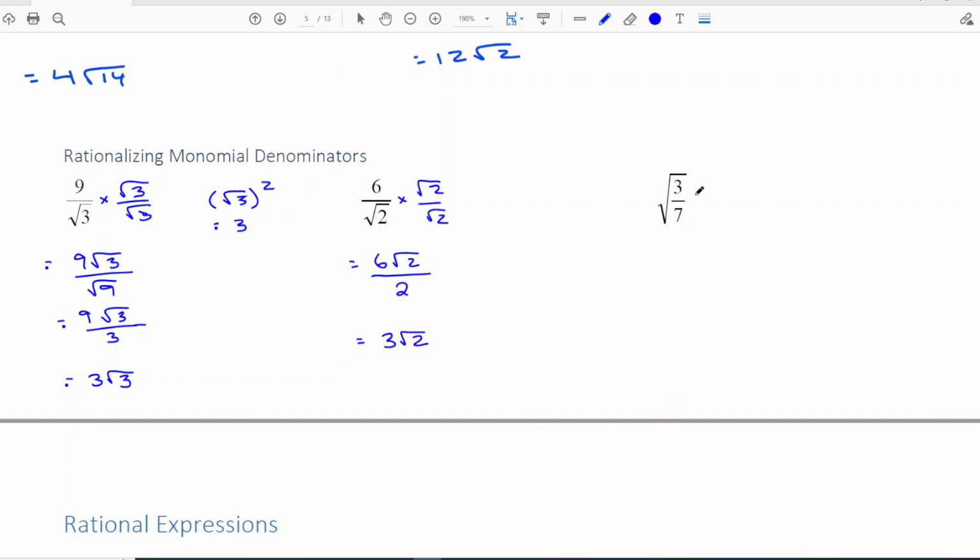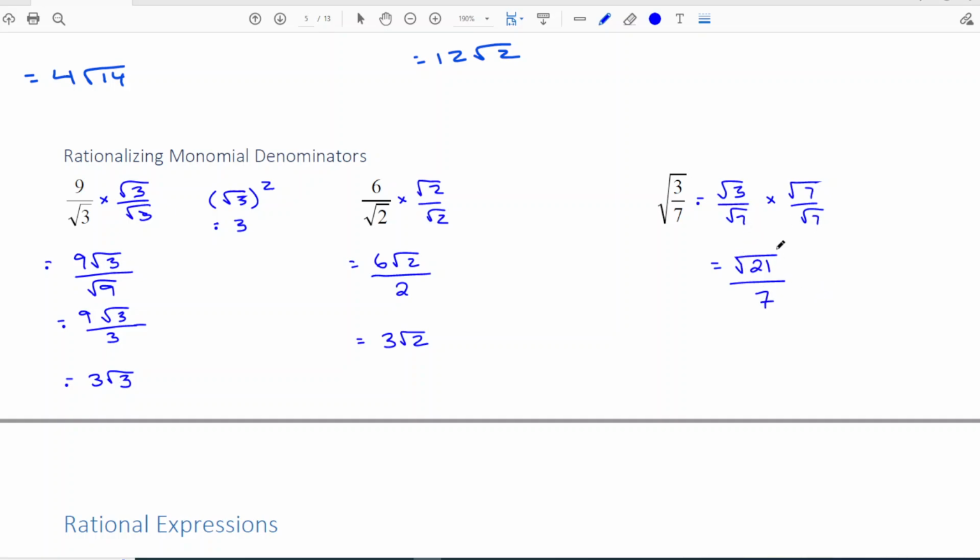Last one, you can think of this as root 3 divided by root 7. That's the same as root 3 divided by 7. So to multiply by the radical in the denominator, you're going to multiply by root 7. So in the numerator, you'll have root 3 times root 7, which is root 21, right? A radical times a radical. And the denominator, you have root 7 squared, or root 49, which would just be 7.